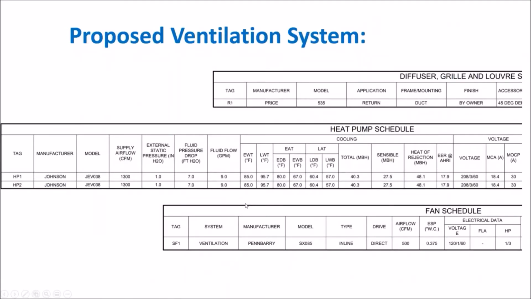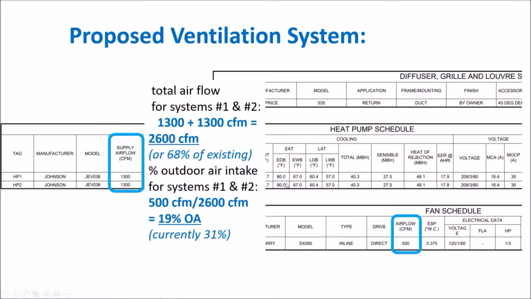So that is the existing ventilation system in our office. However, the landlord contracted a ventilation engineer to replace the ventilation system. And he wanted to replace the two systems with 2,600 CFM and an airflow of 500. And so this is about 68% of the airflow that we have right now. So it's going to go down. And also we currently have 31% outdoor air, and that's going to drop to 19%.